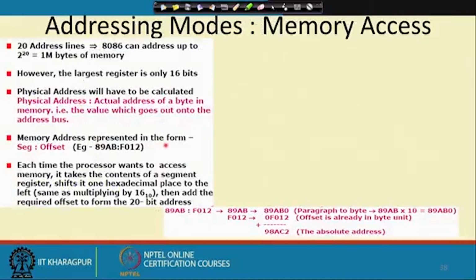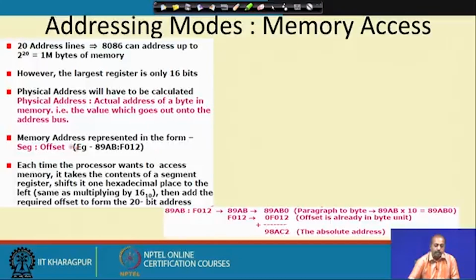For memory access, we see that 8086 has 20 address lines. These address lines can address up to 2 power 20 equal to 1 megabyte of memory. However, the largest register is only 16 bit. So, the actual address of a byte in memory, that is the value that goes out on the address bus, has to be calculated, and that is the physical address. How is this physical address represented?